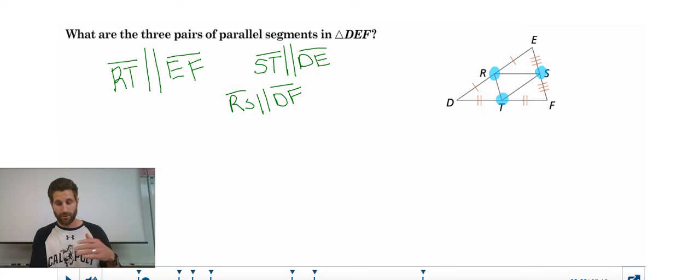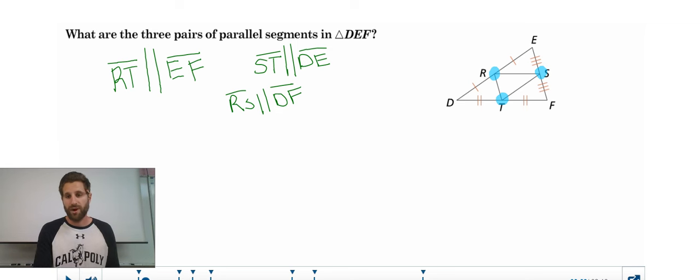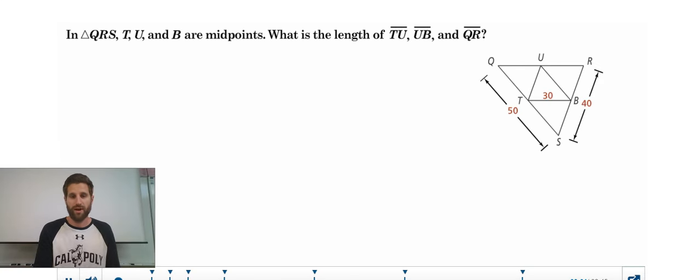Okay, but not only do we create parallel segments with these midsegments in the triangle, but they also create an opportunity for us to solve. So let's go ahead and take a look at what it would look like to solve in our second problem. So in this problem here, we're trying to find length. So it tells me T, U, and B are midpoints. We want to find the length of TU, UB, and QR.